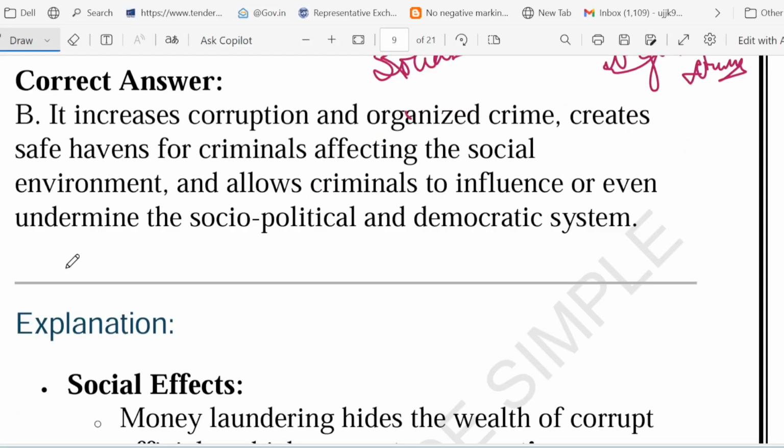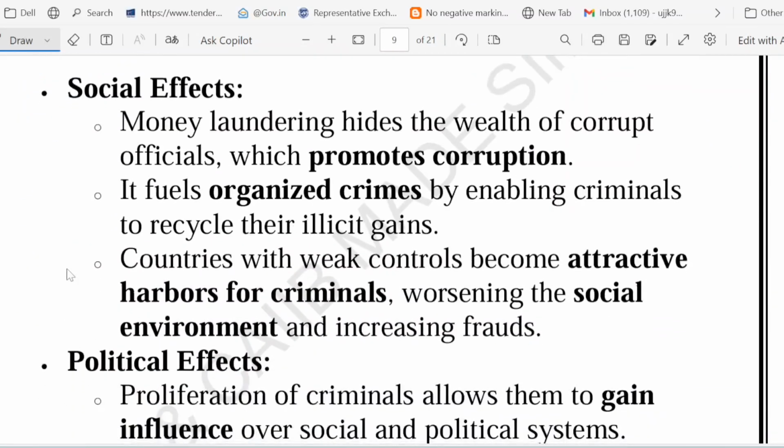Second is the political effect. If you look at the political effect, criminals gain influence, institutions become weak, and it can even erode democracy. So money laundering is not just a financial crime, it is a threat to society, politics and national security. I hope it is clear.